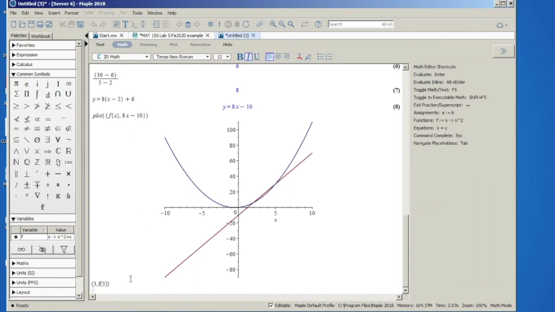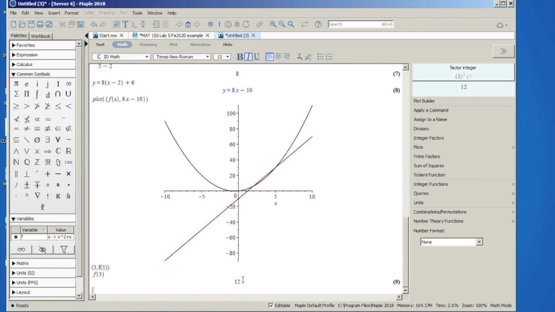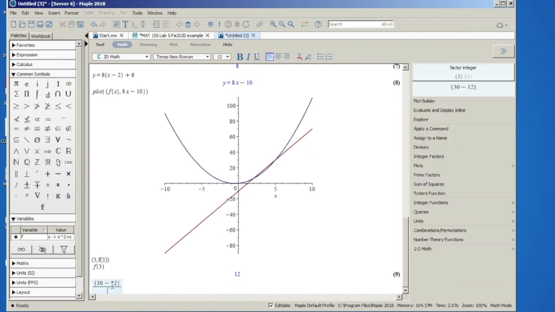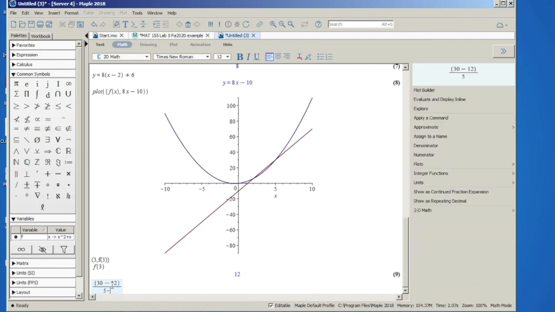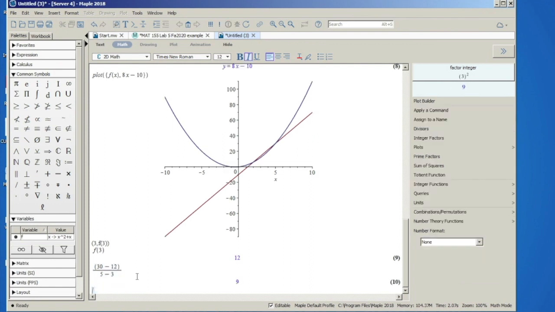So once more, I will evaluate what f of 3 is. F of 3 in this case is 12. So to find the slope, we will do 30 minus 12 divided by 5 minus 3. Now the slope is 9.